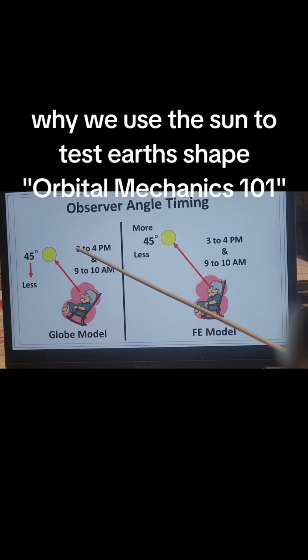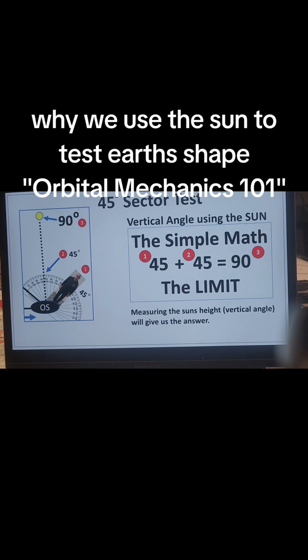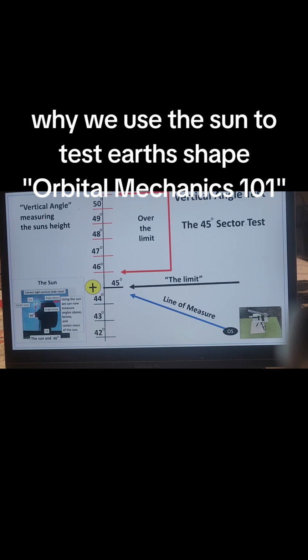Our westerly reading is going to be 3 to 4 p.m. in the afternoon, and then the following day an easterly reading at 9 to 10 a.m. in the morning. Again, very simple. We can break down that globe model. It's simple math. If you're 45 degrees to an object, 45 and 45 equals what? 90. That's the limit. It's very simple. Doesn't get any easier than that.